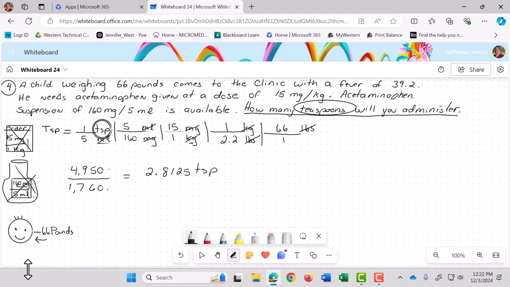Okay, and this is where I begin to instruct them on rounding. And I do have a really nice rounding sheet that explains the principles of rounding for med calculations. And so the 2.8, the 8 is going to raise the 2 to a 3, and their correct answer is going to be 3 teaspoons. And that is method 1 of dimensional analysis.